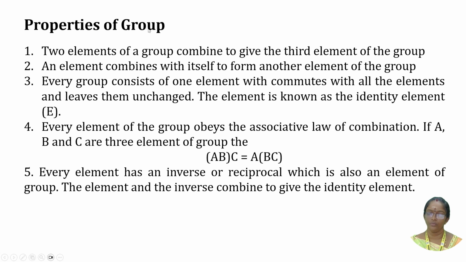Here we have given the properties of group. The first property is two elements of a group combine to give a third element of the group. The second one is an element combines with itself to form another element of the group. The third property is every group consists of one element which commutes with all the elements and leaves them unchanged. The element is known as the identity element E. The fourth property is every element of the group obeys the associative law of combination. If A, B and C are three elements of the group, (A into B) into C is equal to A into (B into C). The fifth one is every element has an inverse or reciprocal which is also an element of the group. The element and the inverse combine to give the identity element.